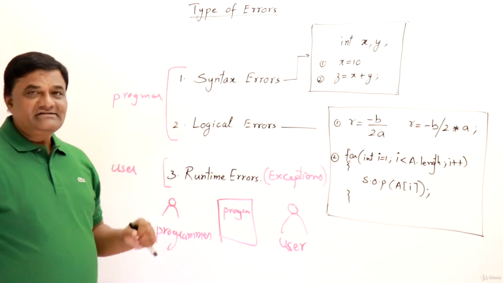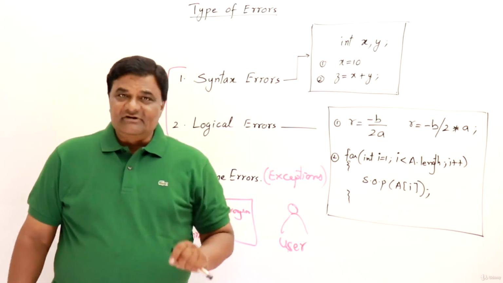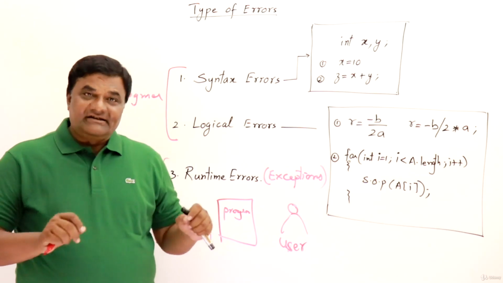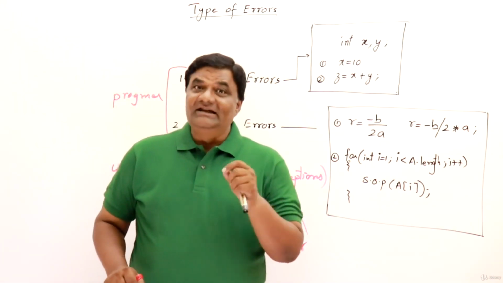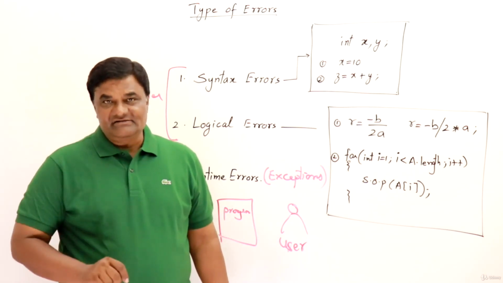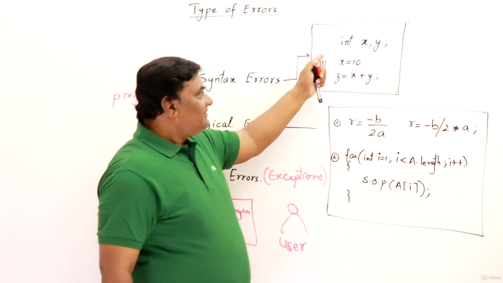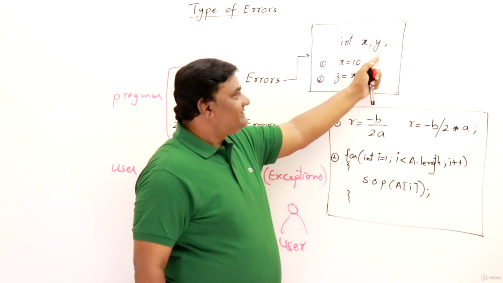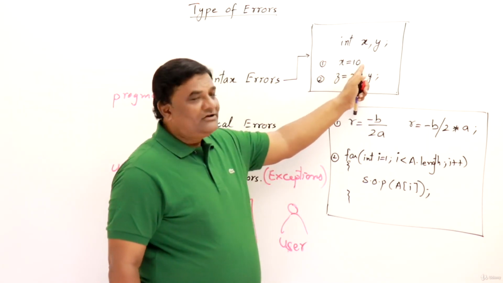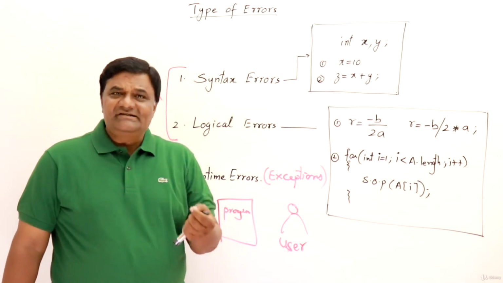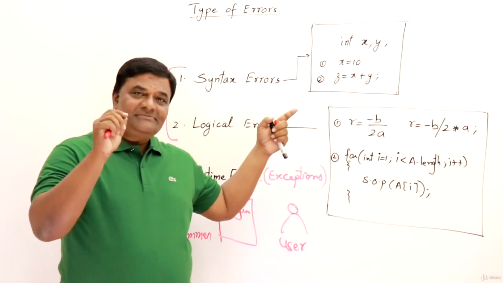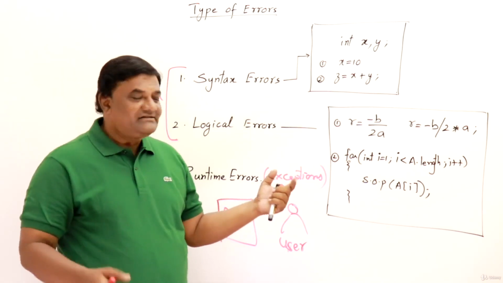First one, syntax errors. These are faced by the programmer. While typing a program, if a programmer makes some mistakes, that is syntactic mistakes or grammatical mistakes or spelling mistakes, then that causes errors that are syntax errors. For example, here I have declared two variables, x and y, and x is assigned 10, and I have missed a semicolon. Missing a semicolon is an error. This is a syntax error. Every statement must be terminated by a semicolon. It's not given, so it's a syntax error.